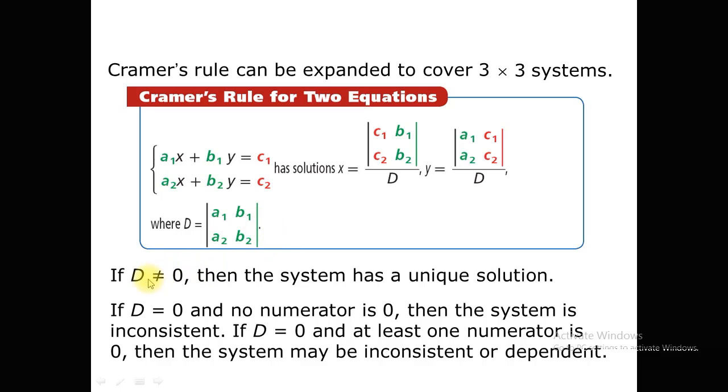Now since I have already told you that if d does not equal 0, then the system has a unique solution, and if d is equal to 0 and no numerator is 0, then the system is inconsistent, and if d is equal to 0 and at least one numerator is 0, then the system may be inconsistent or dependent.